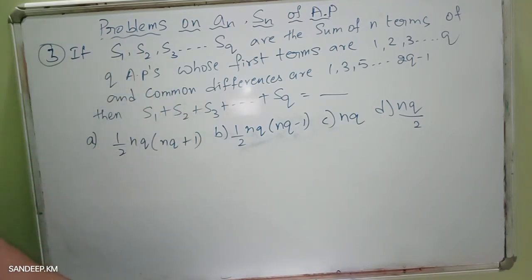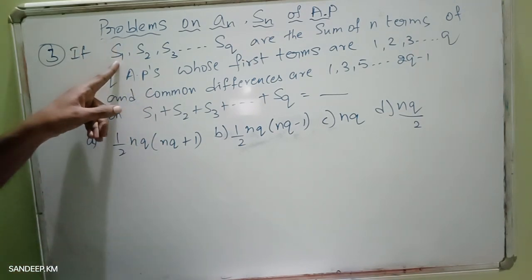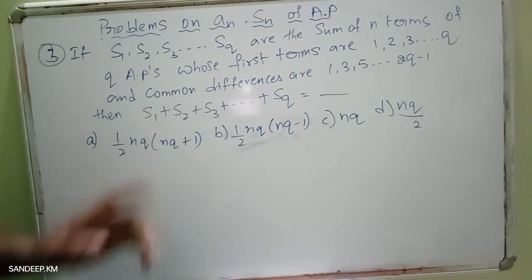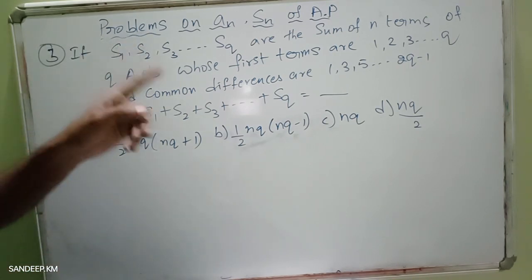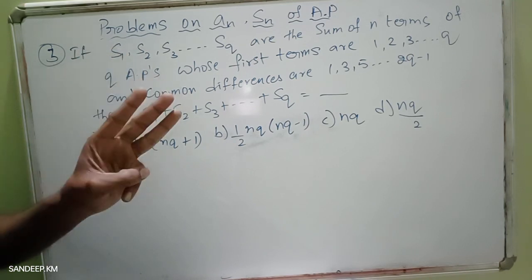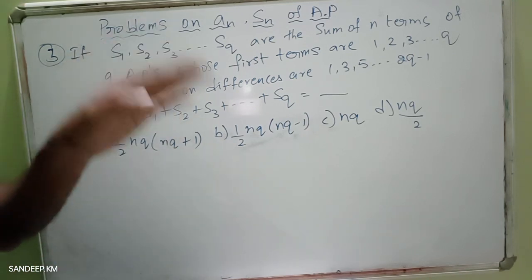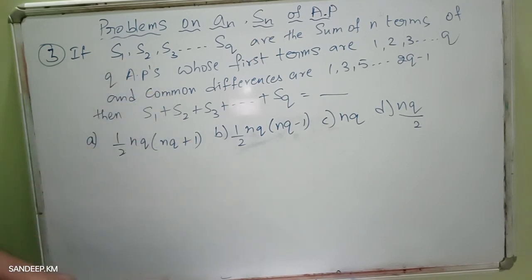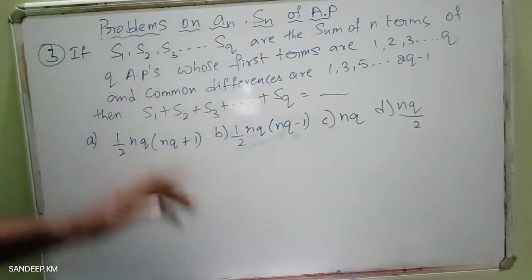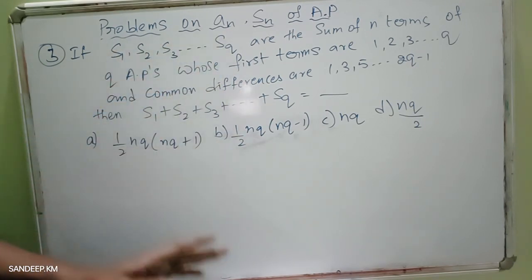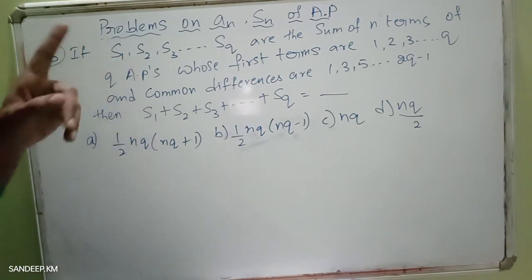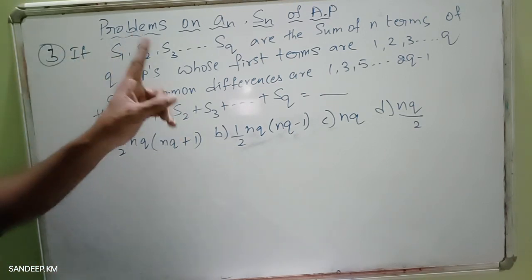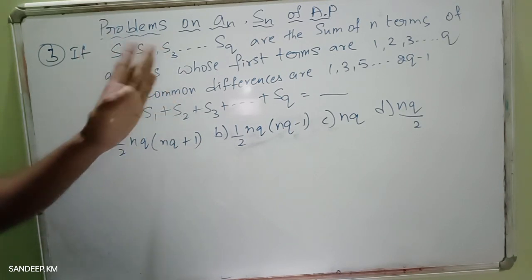Please understand the question. What does the statement mean? For the first arithmetic progression, S1 is the sum of n terms. For the second arithmetic progression, S2 is the sum of n terms. For the third arithmetic progression, S3 is the sum of n terms. And for the last arithmetic progression, the qth arithmetic progression, Sq is the sum of n terms. So all these are sums of n terms only, but for different arithmetic progressions. Do not misunderstand here that S1 means sum of one term. No, it's not that. According to the definition of the question, you have to understand the meaning.